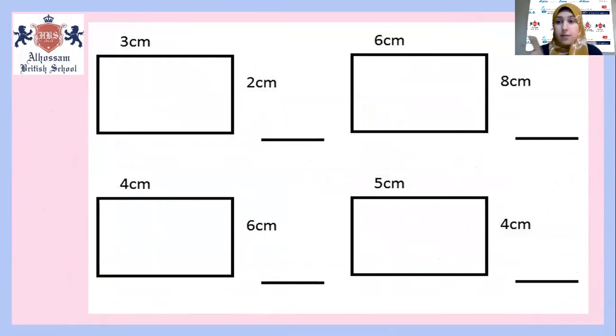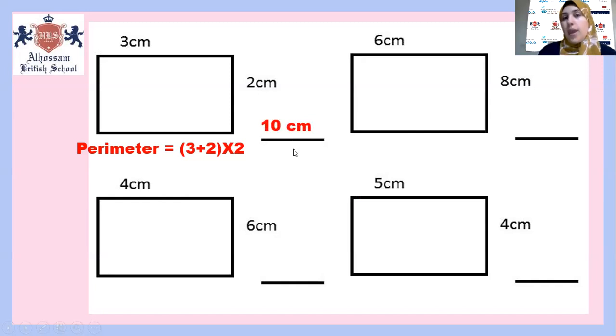Excellent. The length plus the width, and then multiply the answer by 2. So 3 plus 2 equals 5, and then we multiply the answer by 2. So 5 multiplied by 2 will get you 10 centimeters. Okay? Now, next one.